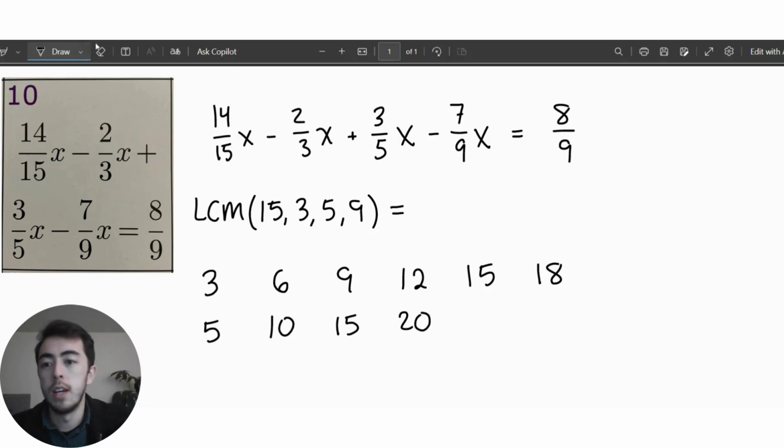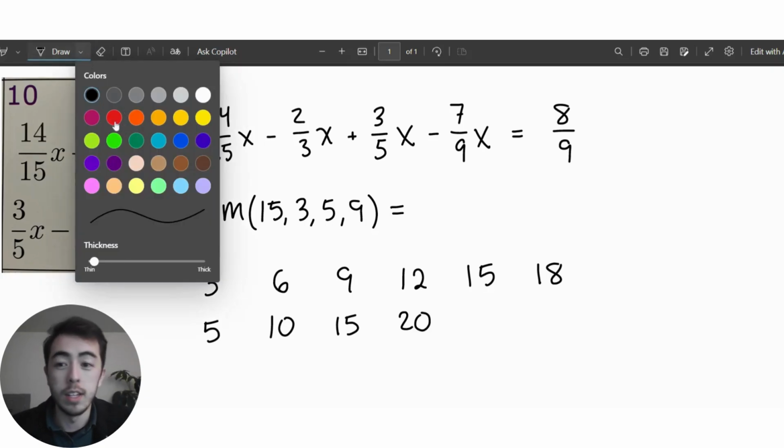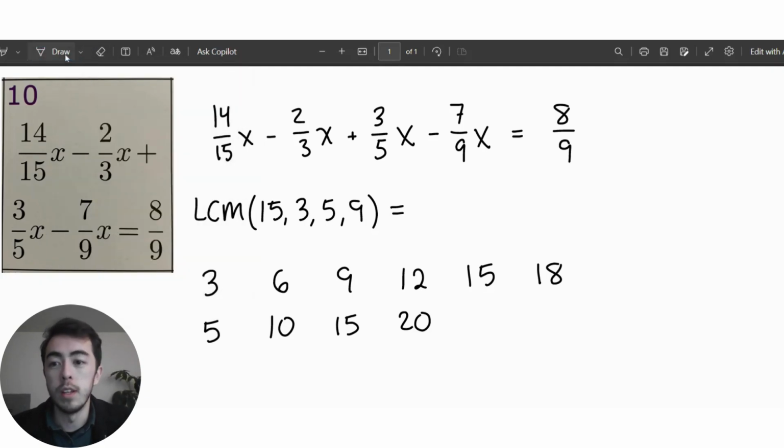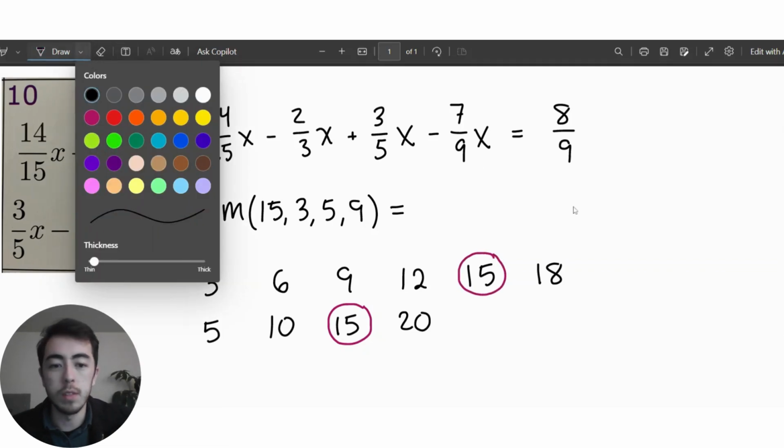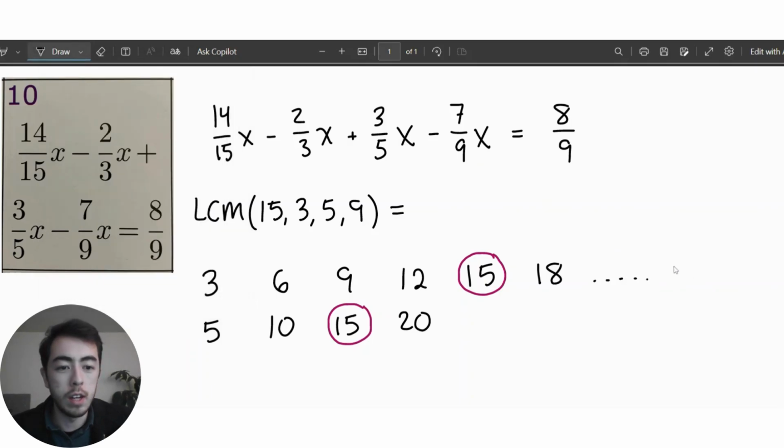And then going back to the idea of least common multiple, the common part means that I have two lists here, and I find some that they have in common. So this 15 is in common. And if I kept counting up these lists, eventually I'd get 30, which is a multiple of 3.